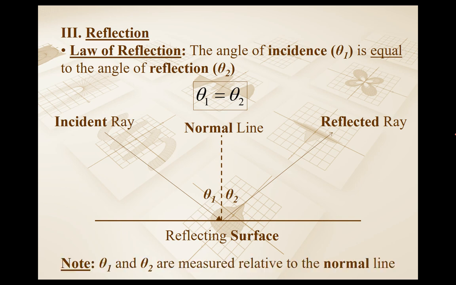The important thing to note, though, is that theta 1 and theta 2 are always measured relative to the normal line. So yeah, I could draw a couple of other angles on this picture. Like I could call this one theta 3, and I could call this one theta 4. And it is true, theta 3 is equal to theta 4. However, we don't call theta 3 the angle of incidence. We don't call theta 4 the angle of reflection. The angle of incidence and reflection are always measured relative to a normal line.